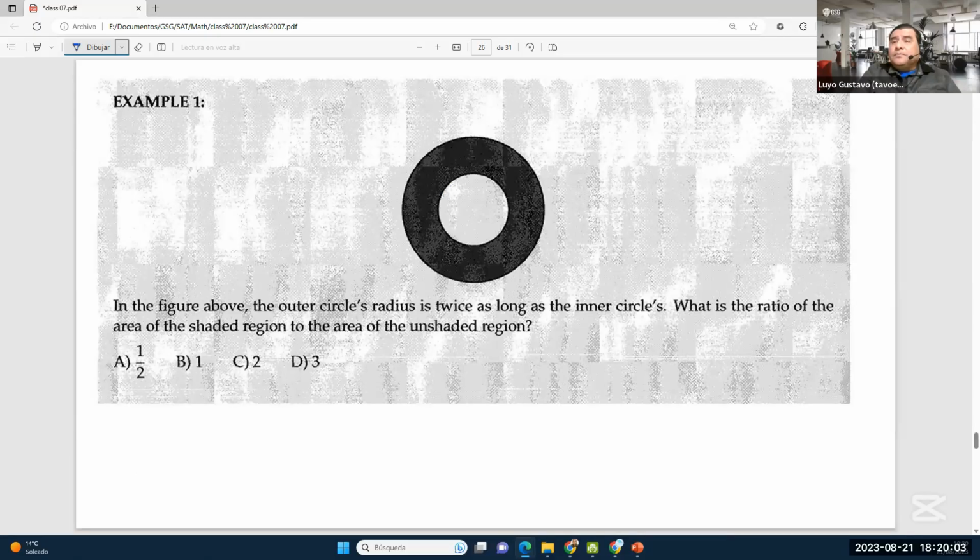Take a look. Example 1. In the figure above, the outer circle's radius is twice as long as the inner circle's. What is the ratio of the area of the shaded region to the area of the unshaded region? There is a long way and a fast way to solve this. What would be the long way? Okay, the long way would be to first try to calculate the area of each and then calculate the ratio.